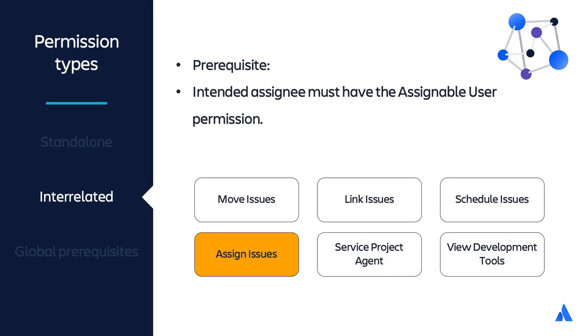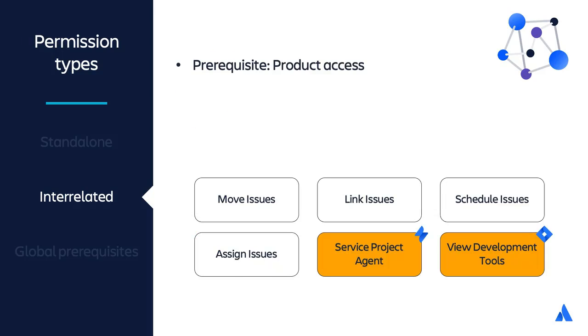If the assignable user permission is not granted to anyone, users cannot assign issues because there is no one to assign them to. The last two examples, Service Project Agent and View Development Tools, are project permissions that only apply if you are using the Jira Service Management or Jira Software products, and the users have the appropriate product access.